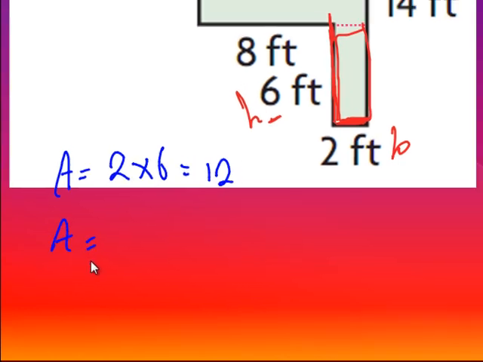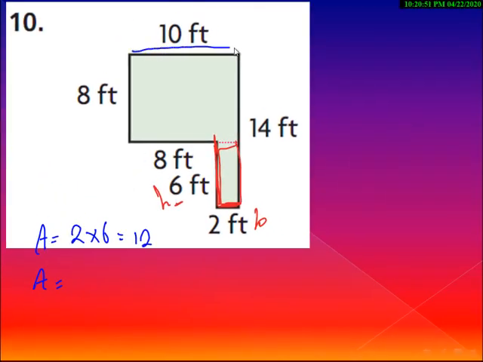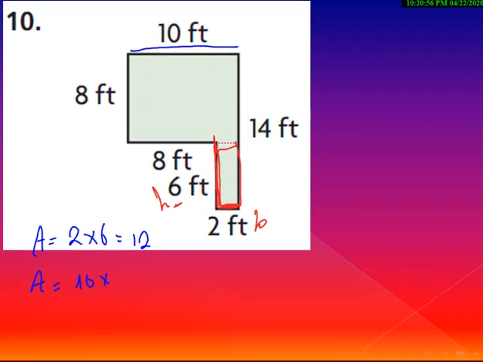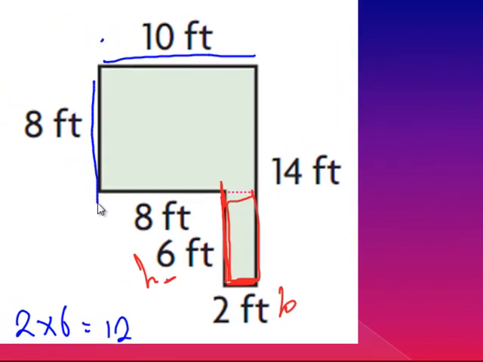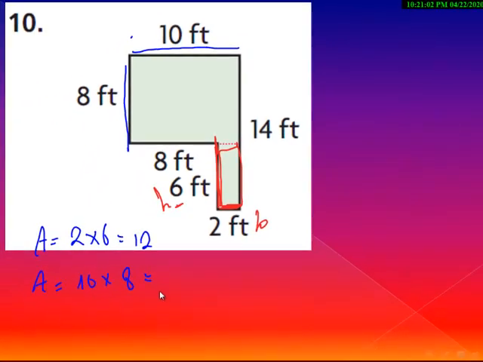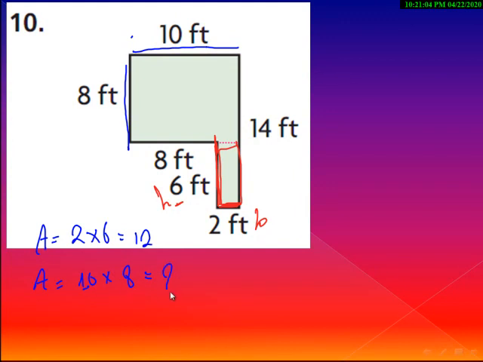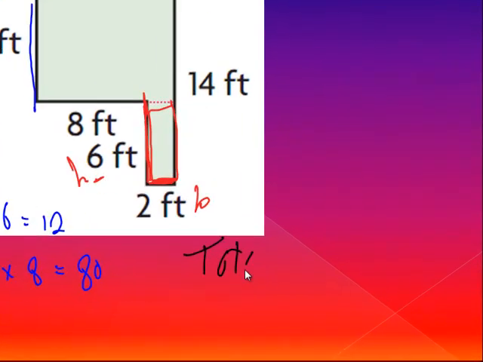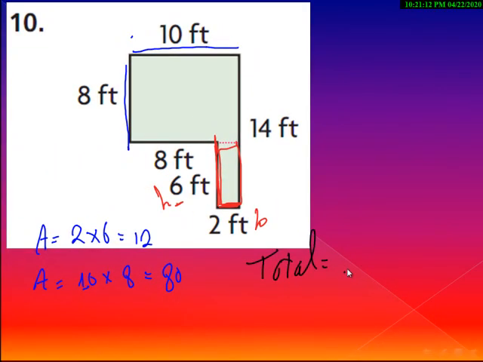And second one, its base, yes, it's clear for me, 10. And its height is clear for me, yes, 8. 10 multiply 8, 80. So what is the total answer? Total area? Great job. 92. 80 plus 12 equals 92. 92 what? Square feet. Don't forget it. Square feet. Yes. Super, guys.